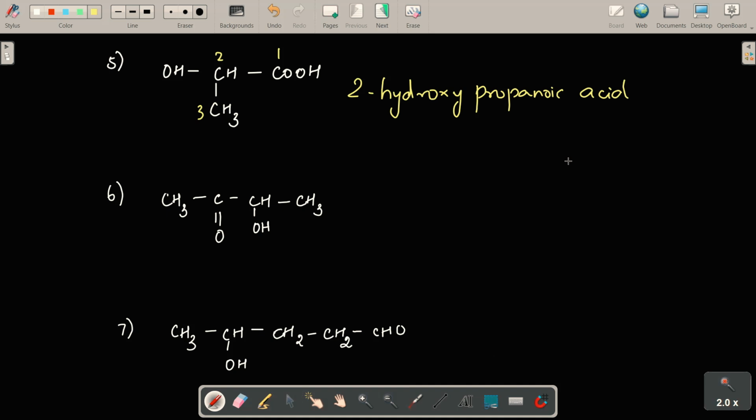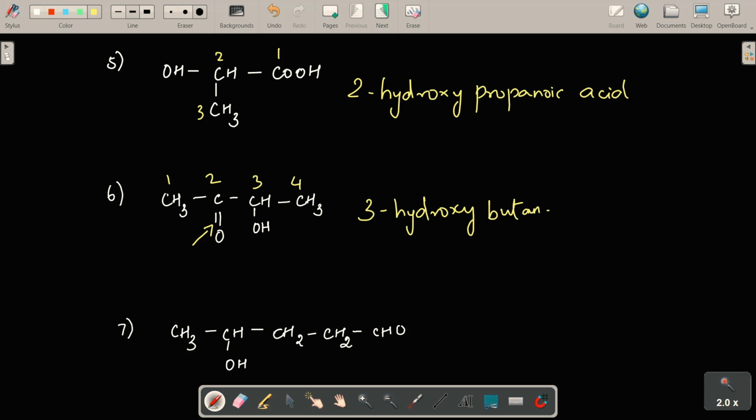In this compound you have a double bond O. It is a keto group and OH group. So obviously the keto group will come first in the priority list. So we have to take this as the primary functional group. So we have to give numbering from here 1, 2, 3 and 4. So in 3 position you have OH. So you have to write 3-hydroxy, and it is butanone, right?